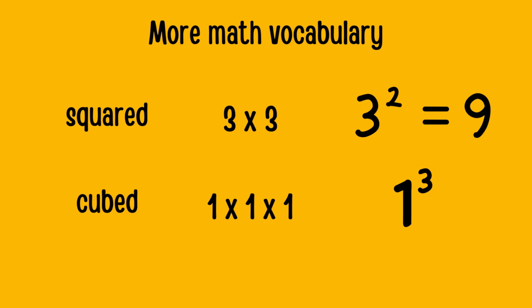Sometimes you may have problems that have squares or cube numbers. When a number is squared, it is multiplied by itself. For example, 3 times 3, or 3 squared is how we would say it, which equals 9. A number that is cubed would be multiplied 3 times. It would also have the exponent 3 denoted in the right corner.